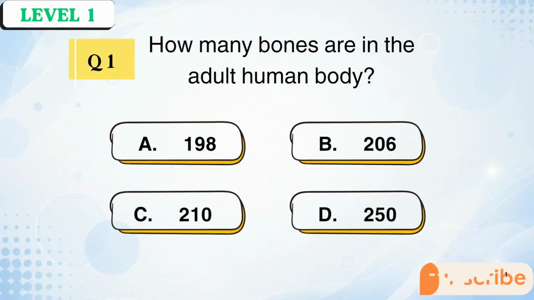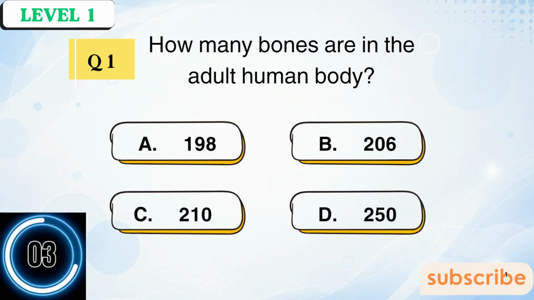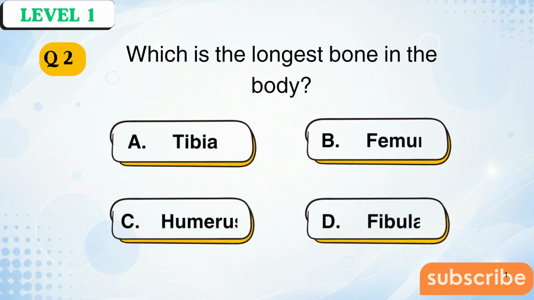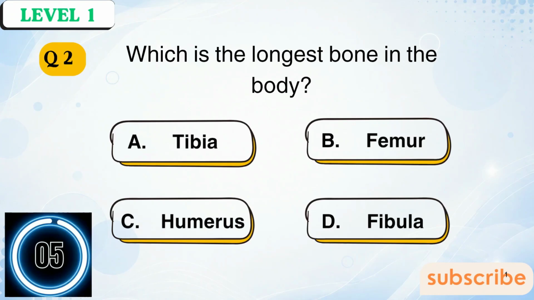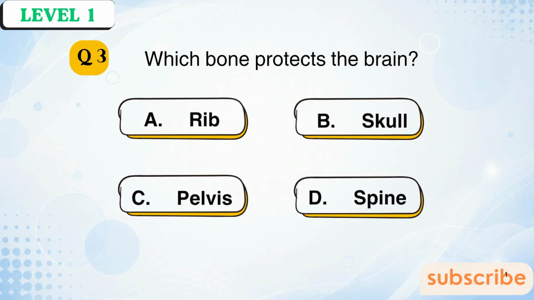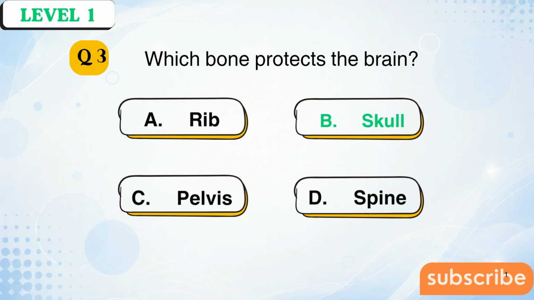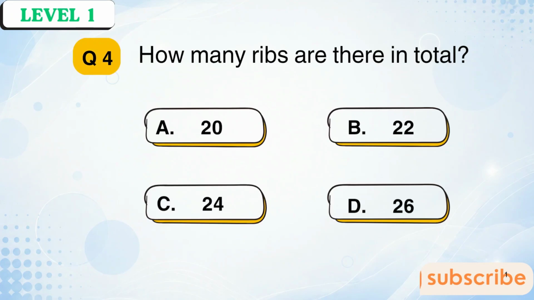Question 1. How many bones are there in an adult human body? Question 2. Which is the longest bone in the human body? Question 3. Which bone protects the brain? Question 4. How many ribs are there in total?